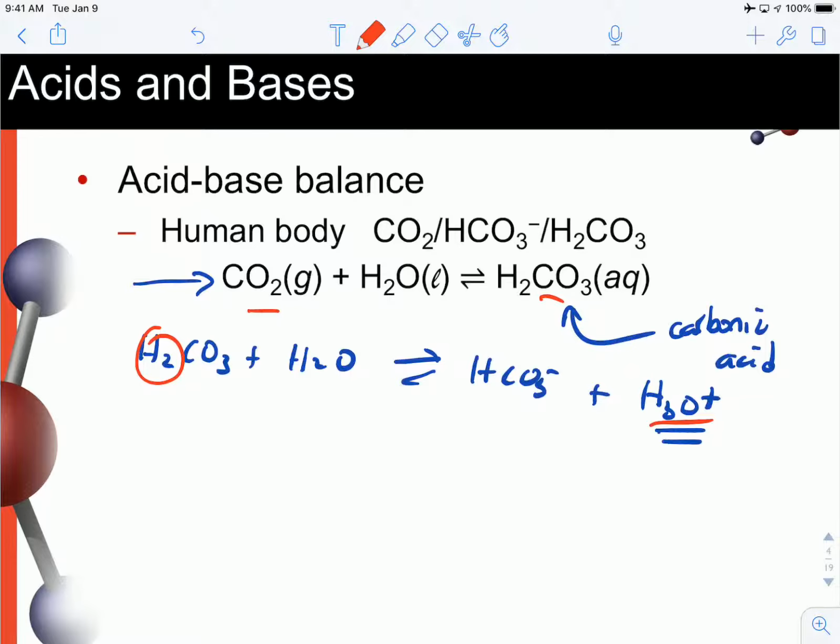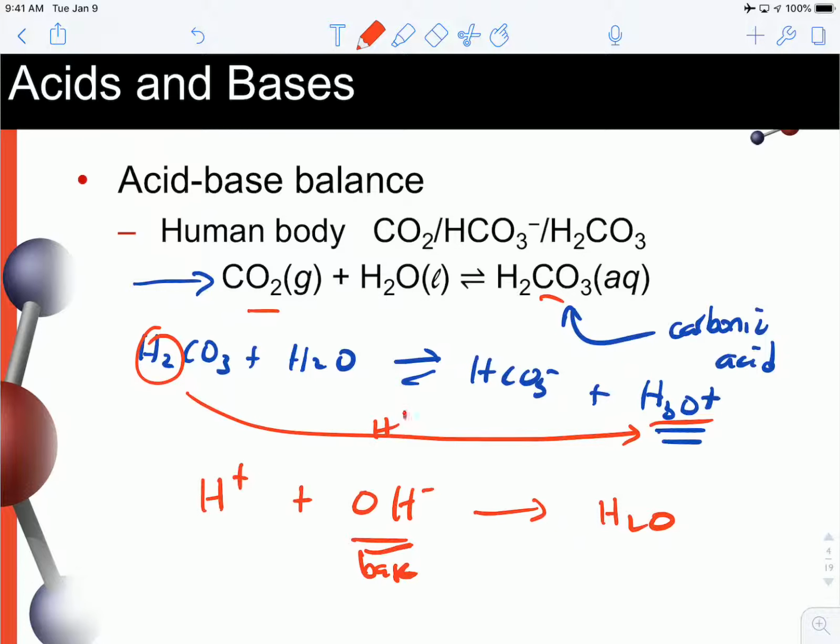And neutralization reactions are pretty simple. I'll write it in a simple form. An H positive that's generated from an acid and an OH negative that's generated from a base can basically combine to form water. So this, if you will, is kind of the key component of a base, hydroxide, where the H positive is the key component of an acid.